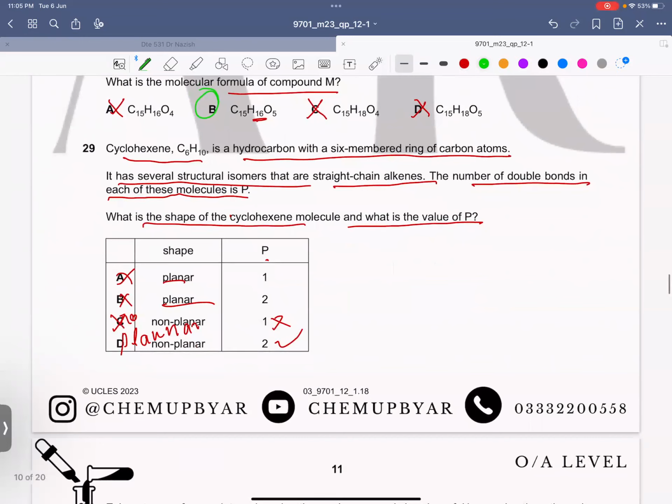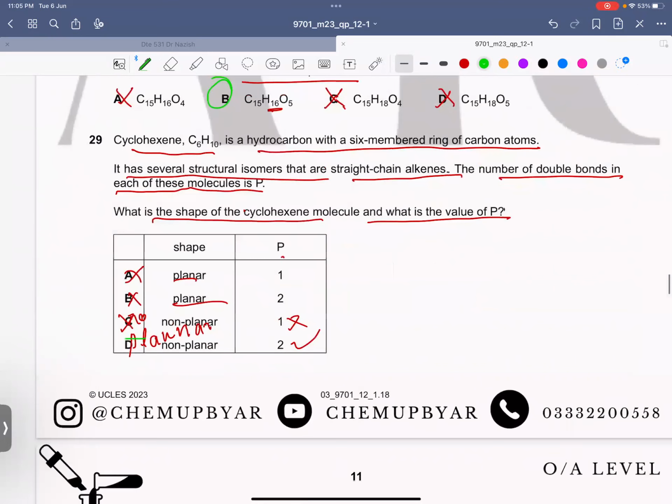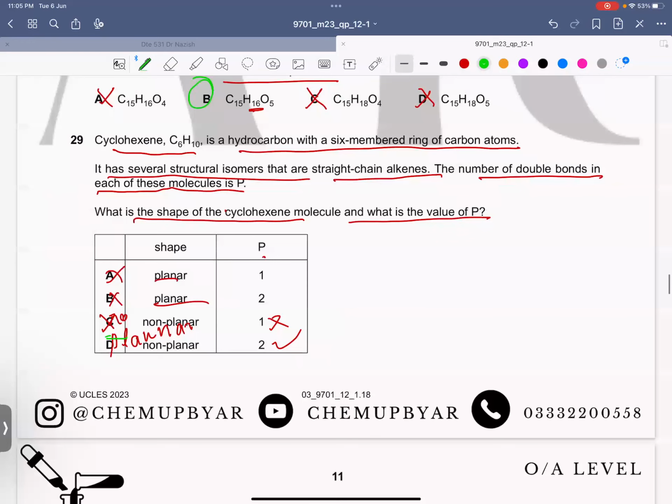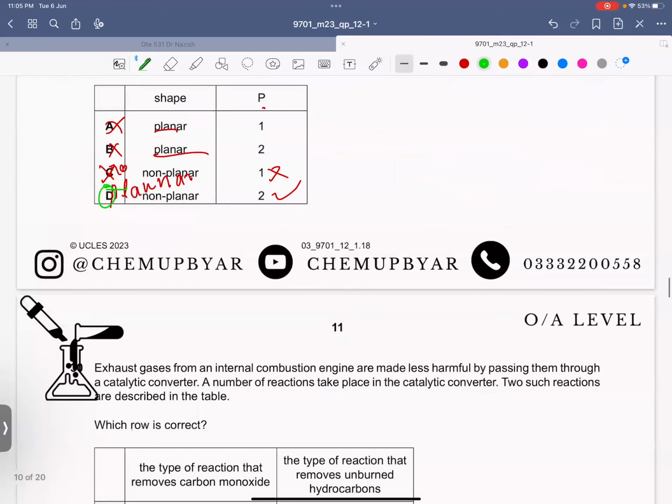I'm ending the class over here and I'm going to share this file with you. I think how many questions are left? There are 29.